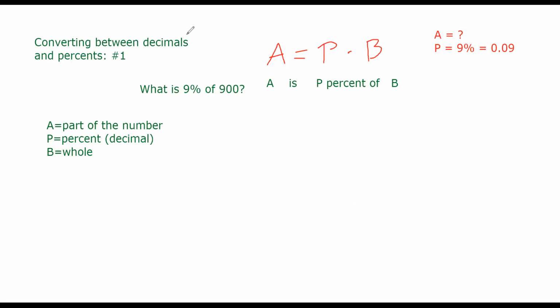And then finally, B is going to be that whole, the entirety of the 900. And the thing we don't know, the question mark, we're going to be solving for that, and we're just going to leave it as its variable. A equals, now we can actually substitute the values we do know. 0.09 times the number 900.